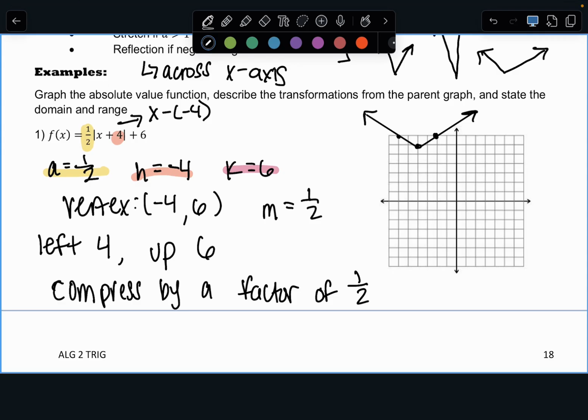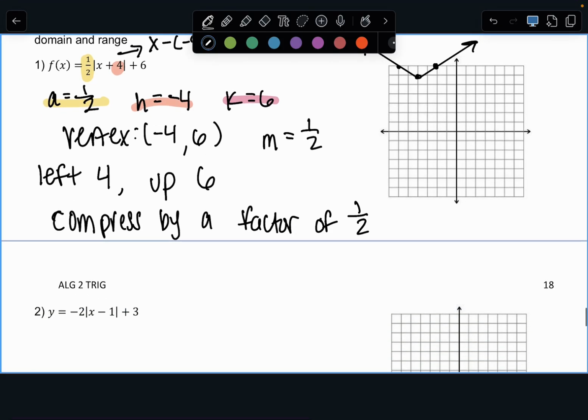Questions on transformations or actually drawing the graph? Let's do one more thing with this graph. We can talk about domain and range. I know we haven't mentioned that in a while.